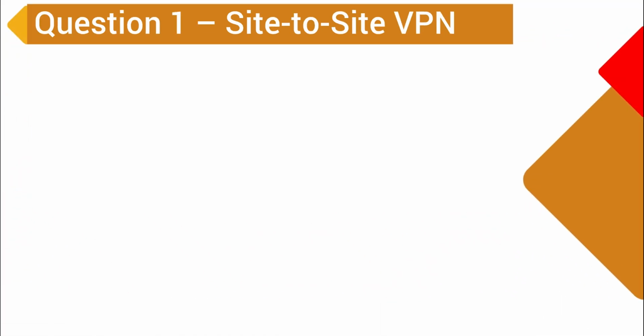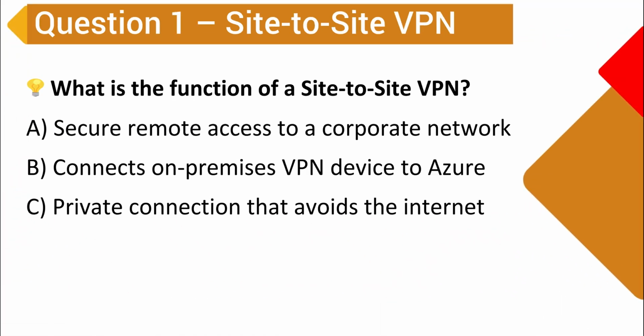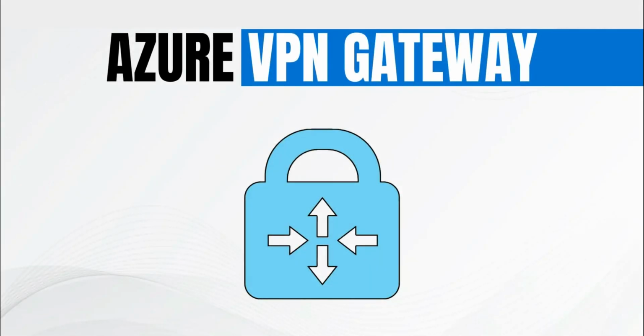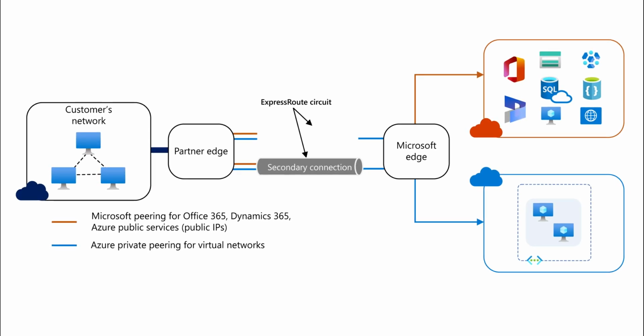Let's start with networking. What is the function of a site-to-site VPN? A. Provides secure remote access to a corporate network. B. Connects an on-premises VPN device to an Azure VPN gateway. C. Provides a dedicated private connection that does not travel over the internet. The correct answer is B. A site-to-site VPN securely connects an entire on-premises network to Azure, rather than just individual users. It allows companies to extend their infrastructure securely into the cloud.